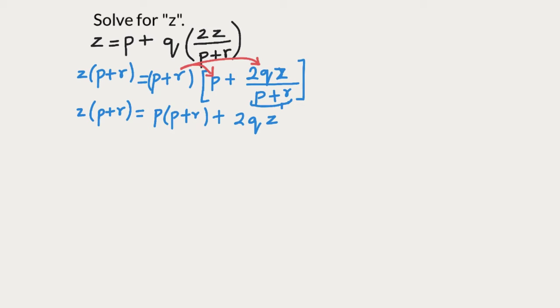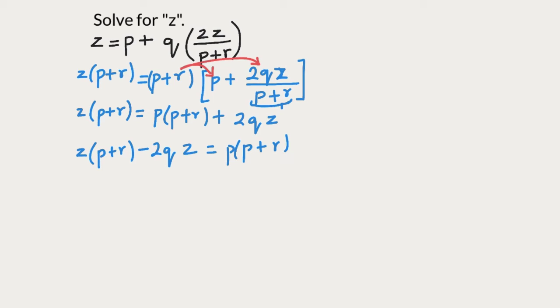Now we have to bring together all the terms that contain z. Z is present here and also here, so we can bring 2qz to the left hand side and it will be subtracted. So z times p plus r minus 2qz, and on the right hand side we are now left with p times p plus r.